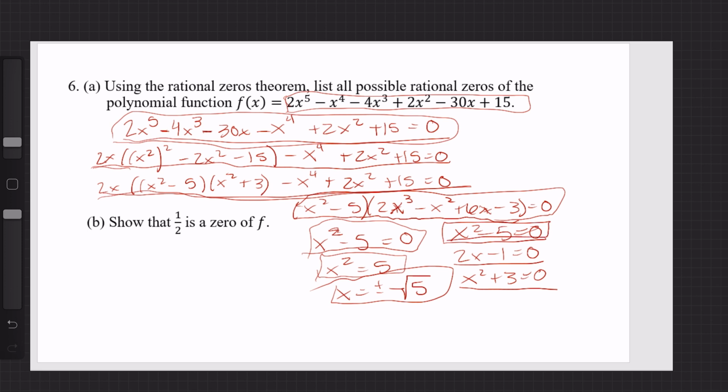That one, I did x squared minus 5 equals 0. You add the 5, x squared equals 5. Then you square root those. So then x equals plus or minus the square root of 5.